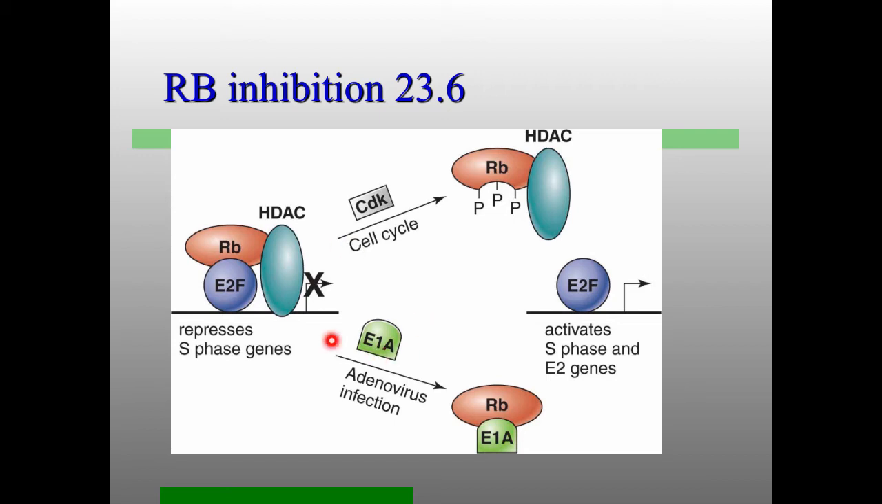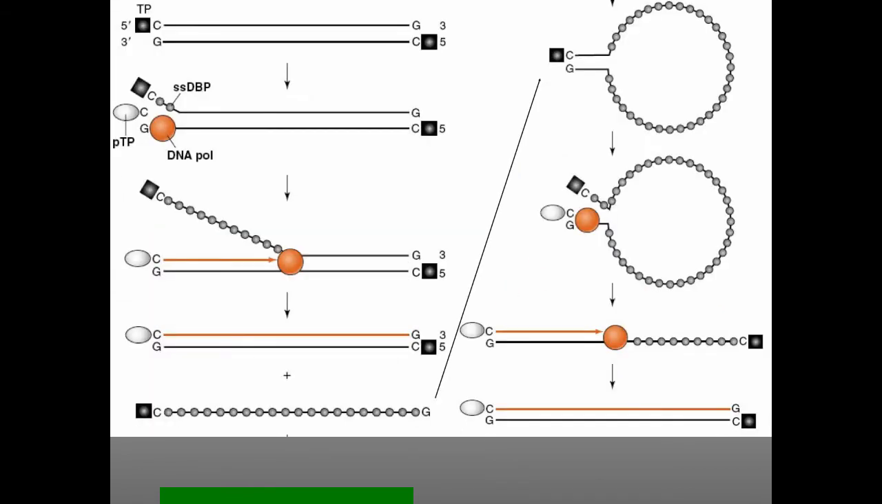E1A, again, this could be large T antigen, could be various proteins from these other viruses, bind to RB. Once they've bound to RB, the E2Fs can go ahead and stimulate the cell cycle. What is different about these guys, again, is the genome. They're double-stranded linear with proteins bound at the end.